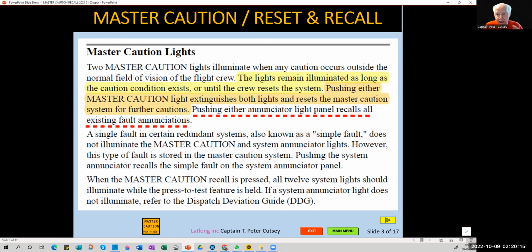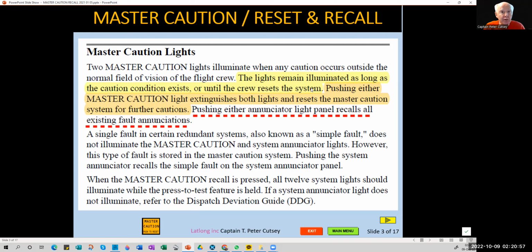So the lights remain illuminated, which they did, as long as the master caution condition exists, or until the crew resets the system. Well, if we hadn't reset the system, would those lights have remained on? In this particular case, they would have remained on. That's why in this chapter in FCOM, it stipulates the lights remain illuminated as long as the condition exists. Well, the condition existed and would stay as existed until we did something differently. That's why it says, or until the crew resets the system.